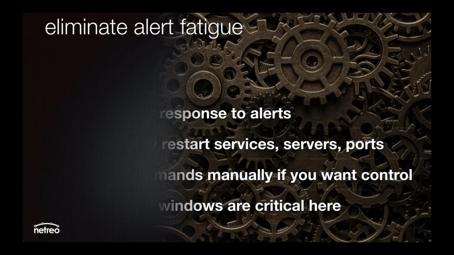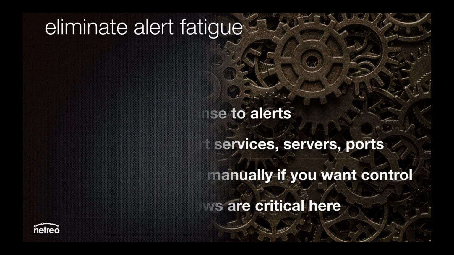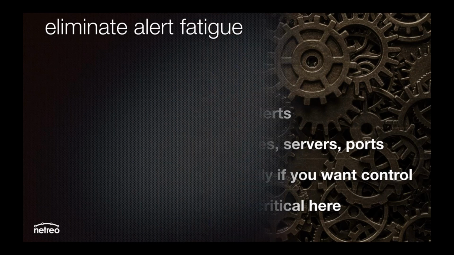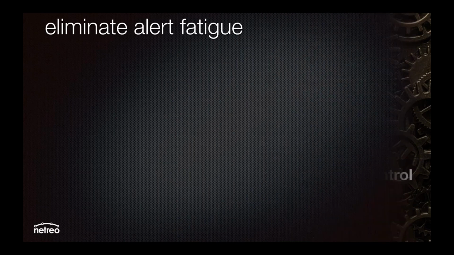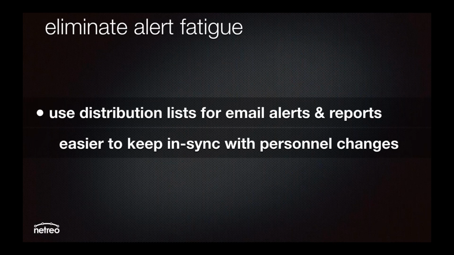Another best practice recommendation we often give customers is to use distribution lists and not individual emails for things like email alerts and automated reports. And there's a few good reasons to do this, but one of the key ones is to better keep in sync with personnel changes. So there have been more than a few incidents where a problem was detected by the monitoring system, but the alert went out to an abandoned or an invalid mailbox, and this caused a significant delay in detecting and acting on the problem.